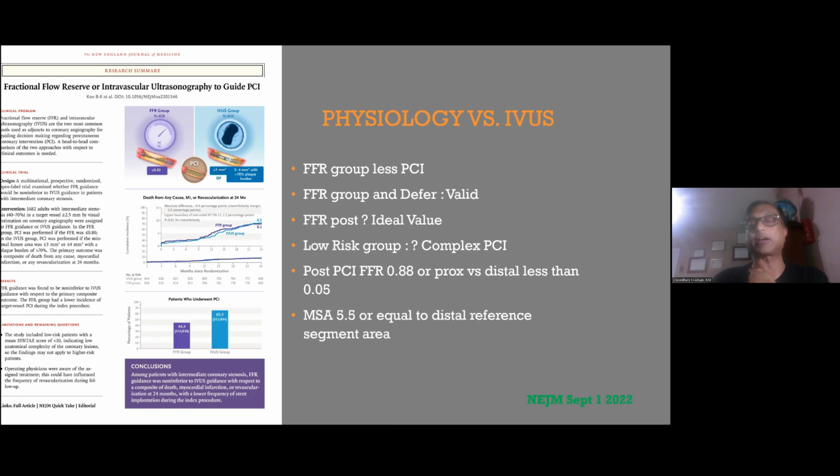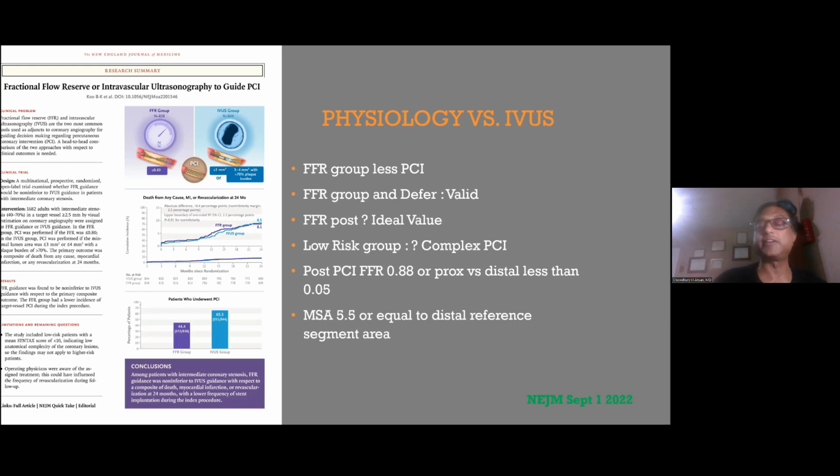Can we use this in the complex PCI? And if it is, then is it better that we do imaging? And what definitions we are going to use? The post-PCI FFR 0.88, or maybe in iFR, we don't sit on the fence like 0.9 or 0.91. Maybe we should be in the safe zone, 0.96 or 0.97 in that range.